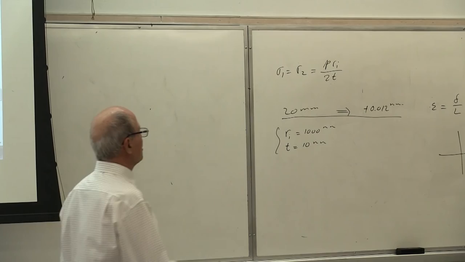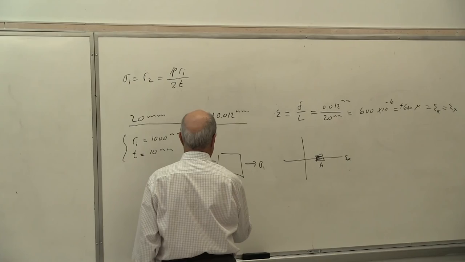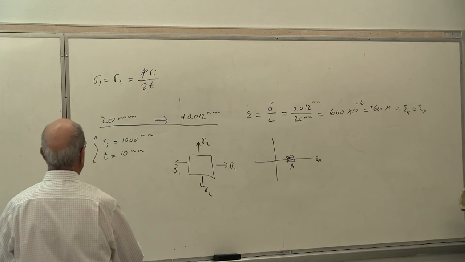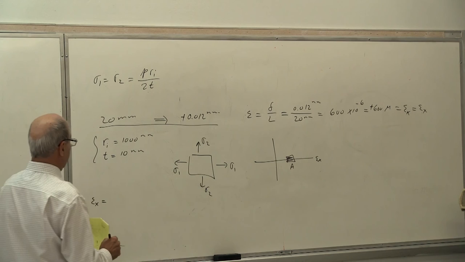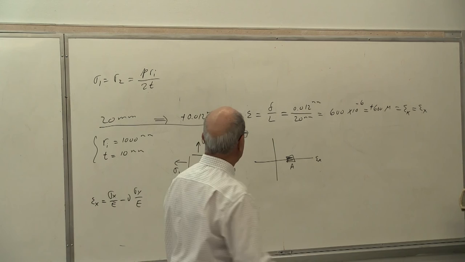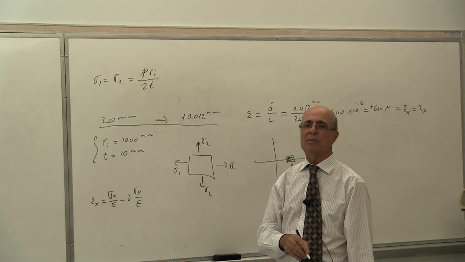This is the key to the problem, guys. Sigma 1 going this way or the other way doesn't matter because this is a sphere, and sigma 2, both of them are equal to each other. Yes or no? Correct? Therefore, what's epsilon x equal to? Epsilon x equals sigma x over E, minus nu sigma y over E, yes or no? But sigma x equals sigma 2 equals sigma, the same sigma, yes or no, right?